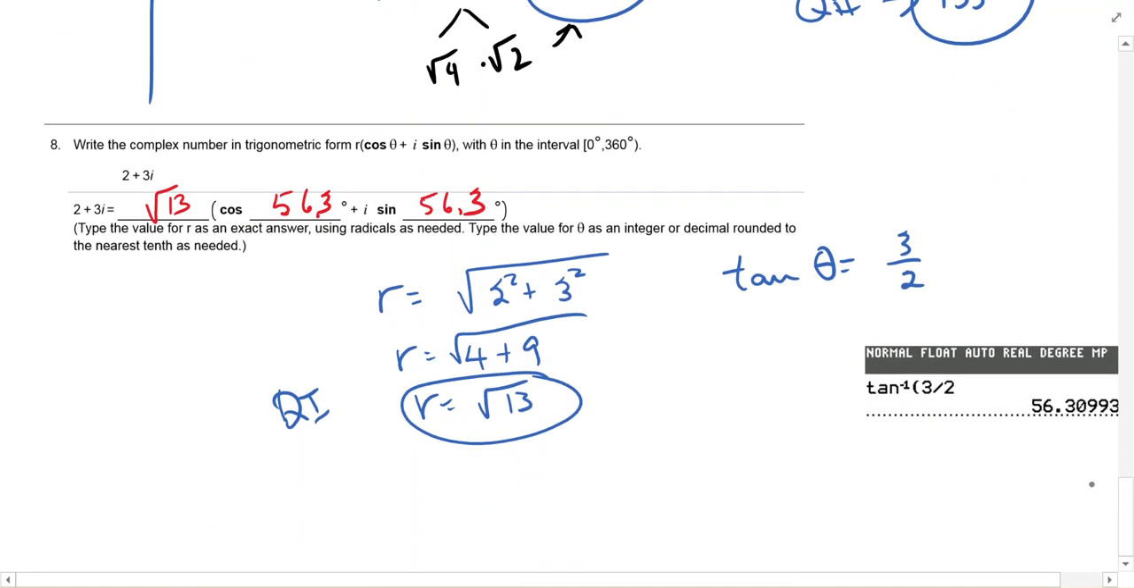Number 8, our last one. This one we have to use the calculator to get part of it. R is square root of 2 squared plus 3 squared, so that's 4 plus 9. So R is the square root of 13. Tan theta is equal to 3 over 2. We don't know that. So in your calculator, second tan 3 over 2, you get 56.3. They said to round to the nearest tenth. So your angle is 56.3. And I think that'll get you going, changing from one form to the other.